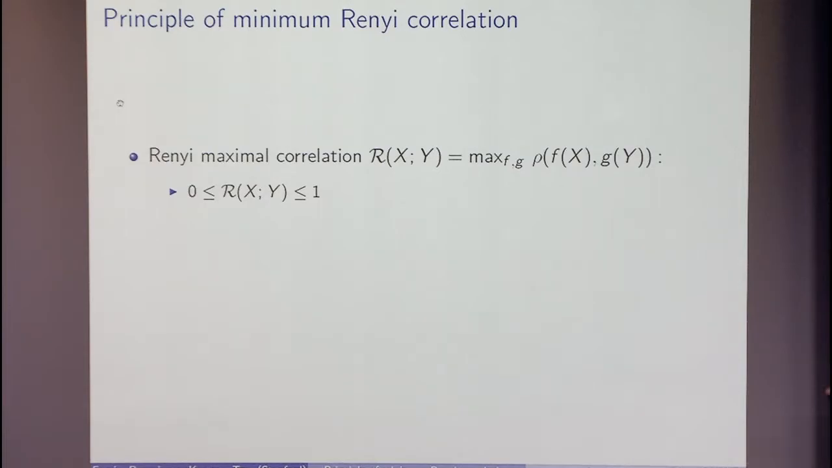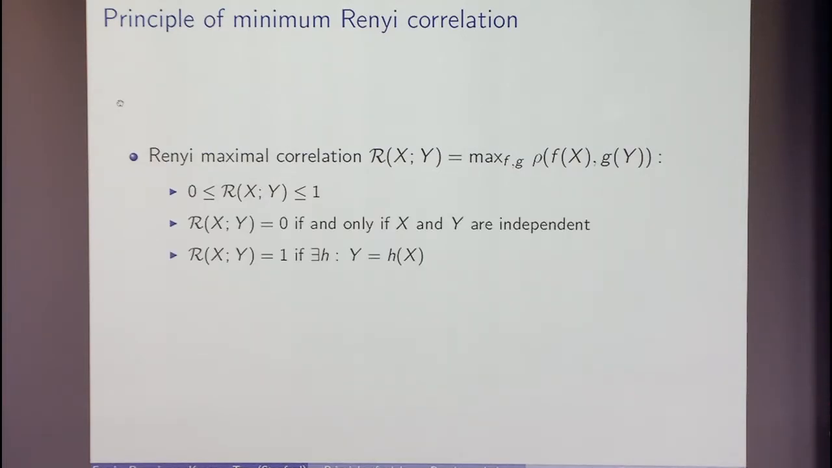So the first thing is that it's between 0 and 1. It takes 0 if and only if x and y are independent, and it would be 1 if there exists a function of one to be equal to the other. And last is that Renyi correlation between two jointly Gaussianly distributed random variables would be equal to the absolute value of the Pearson correlation coefficient, and is consistent with the fact that once two jointly Gaussianly distributed random variables become uncorrelated from each other, then they are independent as well.